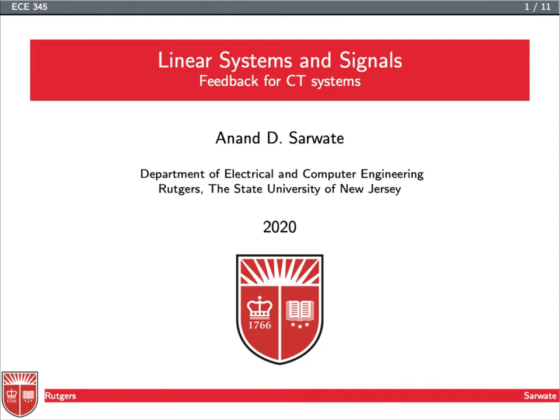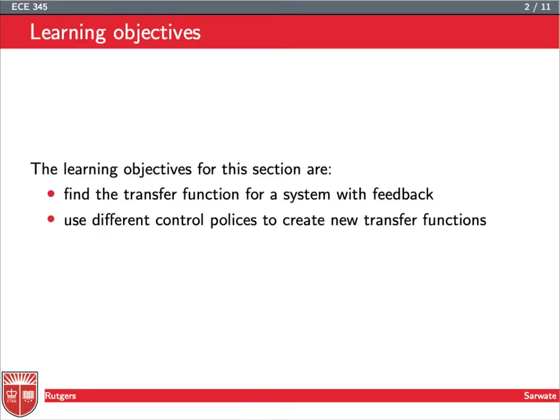So the last thing we'd like to talk about when we talk about Laplace transforms is the problem of feedback, and how to use feedback in continuous time systems in order to stabilize unstable systems. So we'll have two little presentations about this. We'd like to be able to find the transfer function of a system when we include a feedback system, and then try out different control policies to create new transfer functions, hopefully some of which are going to be stable. So this will make a bit more sense after we set up the problem.